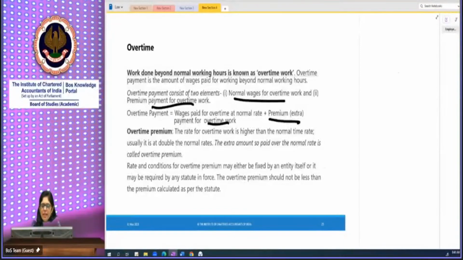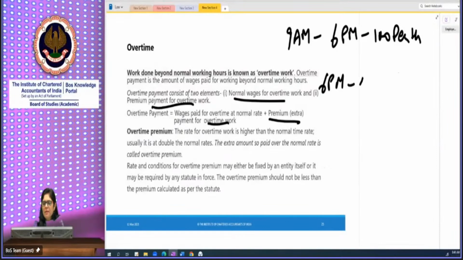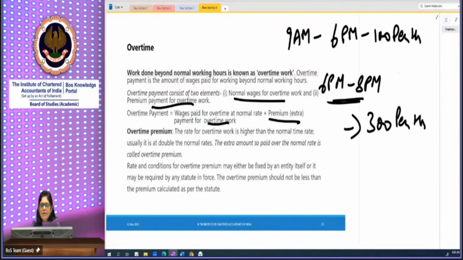The rate for overtime is always higher than the normal time. So let us say the time from 9 a.m. to 6 p.m. is 100 per hour. All right. Now from 6 p.m. till 8 p.m. it will be 300 per hour. All right. So the overtime rate is always higher than the normal time rate. The extra amount so paid over the normal rate is called overtime premium.